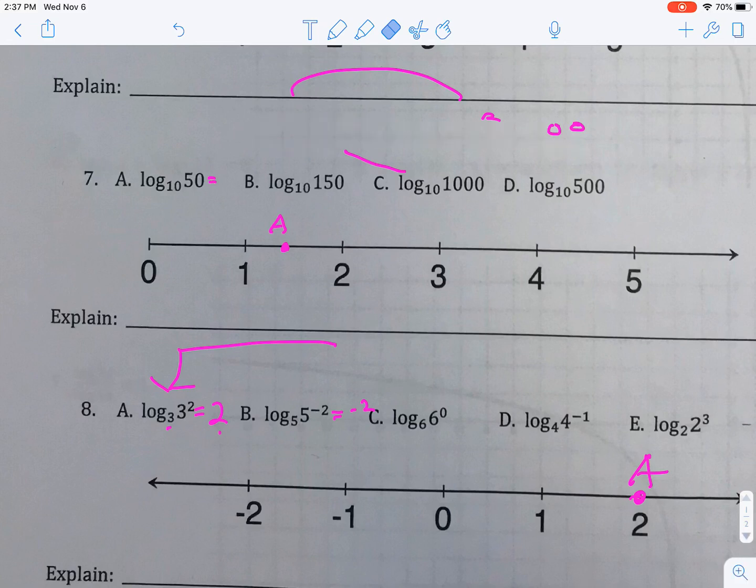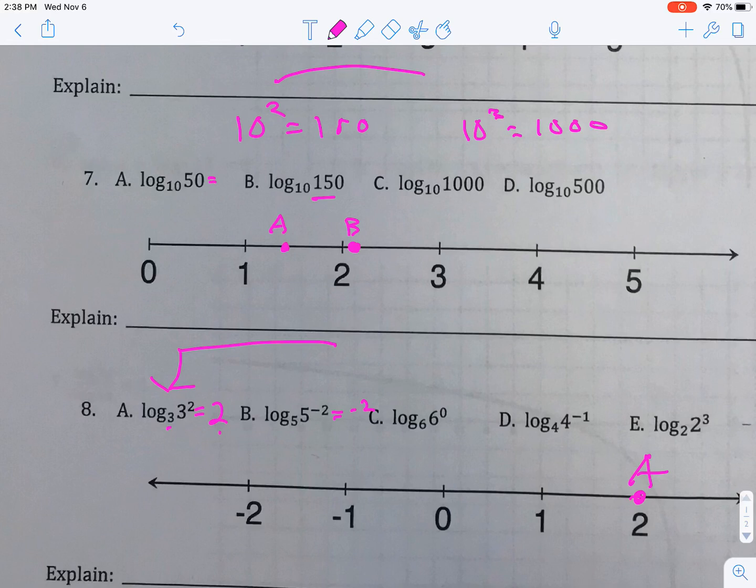For B, we have 10 to what power is 150. I know that 10 squared is 100, and I know that 10 to the third is 1,000. And I know that 150 is way closer to 100 than it is to 1,000. Therefore, much closer to 2 than it is to 3. So I'm going to put just past 2, I'm going to have B.